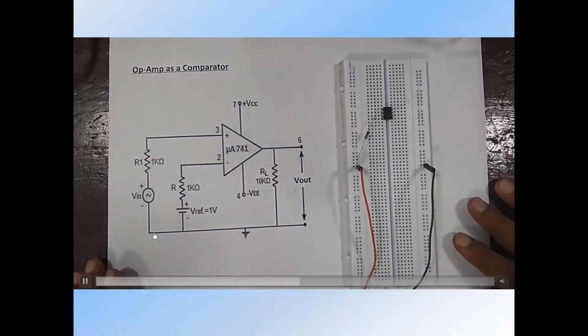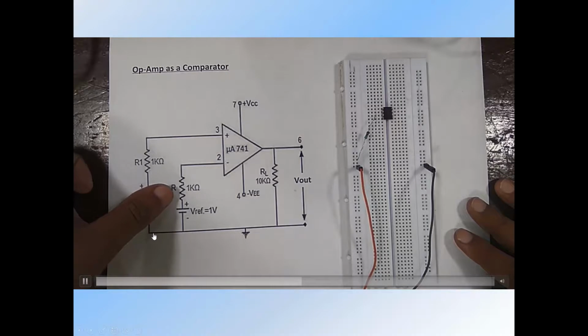All the connections to ground would be connected to this point: ground of input signal, ground of reference signal, ground of DC power supply, and ground of output will be connected to this track. This track is vertically shorted up to this point.